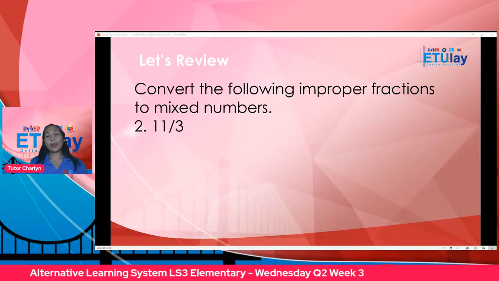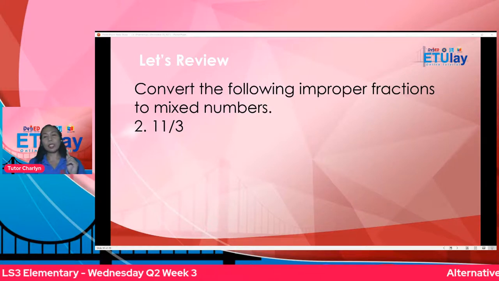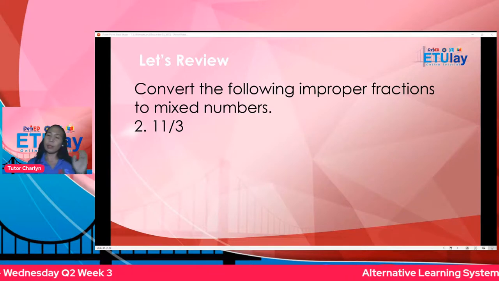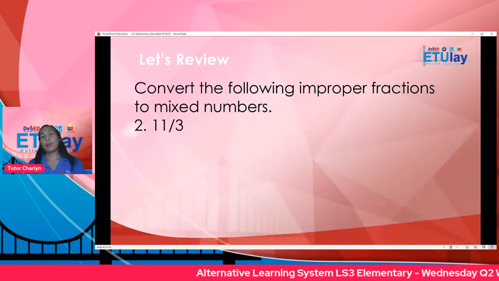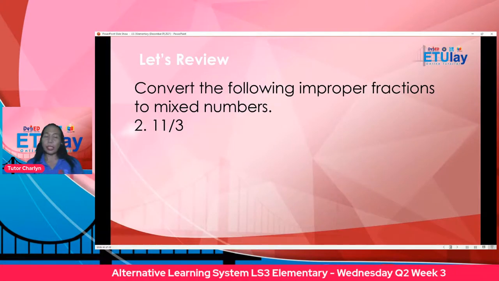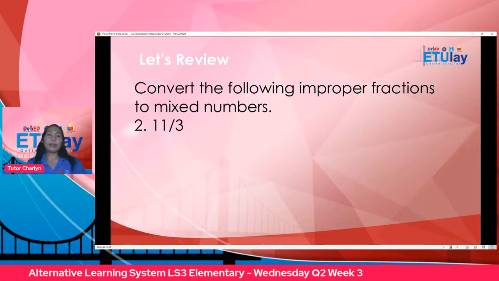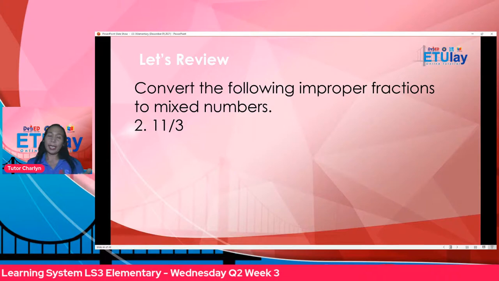Okay, ano kaya ang mixed number? So, 3 ang makuha natin. So, 3 times 3, it's 9. So, 11 minus 9. So, ano yung mixed number natin ngayon? So, tama kayo. 3 yung ating makukuhang 3 kay 11.